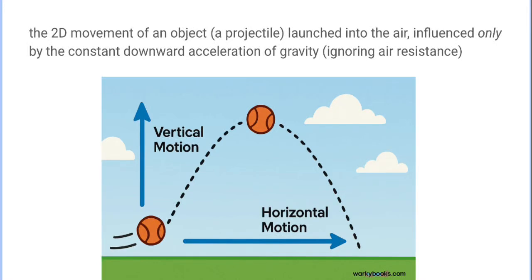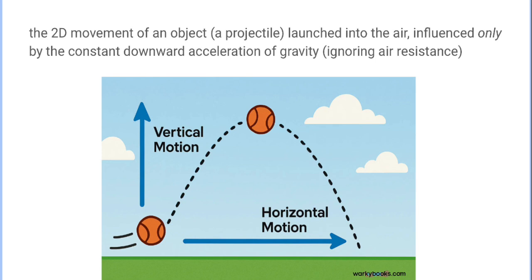Here I provided a Google definition, which states that projectile motion is the two-dimensional movement of an object, a projectile, launched into the air, influenced only by the constant downward acceleration of gravity, ignoring air resistance, meaning that air resistance is negligible. It does not have any impact whatsoever.